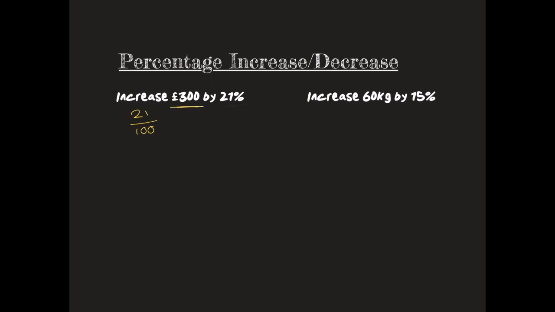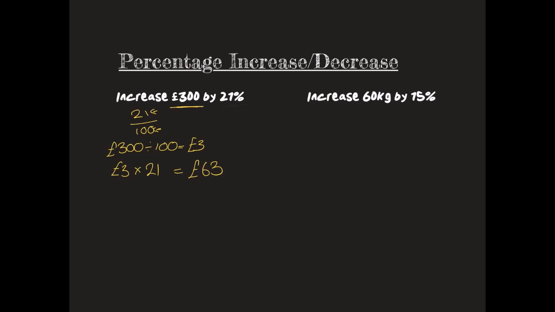So then to find 21 hundredths of 300, we use the rule of divide by the bottom and times by the top. So we're going to take our £300. We're going to divide by the bottom, so divide by 100, which is £3, and times by the top. So we're going to take our £3 and we're going to times that by 21. So we've divided by the bottom and we're now timesing by the top. 21 times 3 is 63, so it's £63 increase.